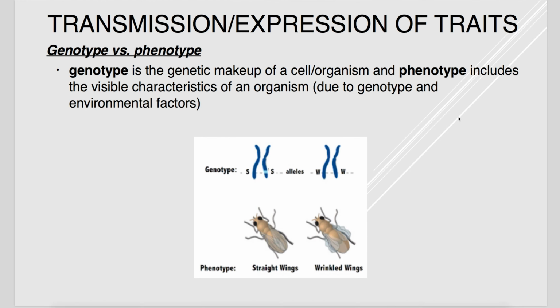So genotype versus phenotype, we talked about this in micro. Genotype is the genetic makeup of a cell or an organism. And the phenotype is the product of the genotype, so these are things that you can see or measure. All right, so a classic example here: the genotype for this fly is SS, and this gives the phenotype straight wings. If the genotype is WW, you have wrinkled wings. So this fly has SS, this fly has WW. These are alleles, alternative forms of these genes. So genotype, genetic makeup; phenotype, things you can see or measure.